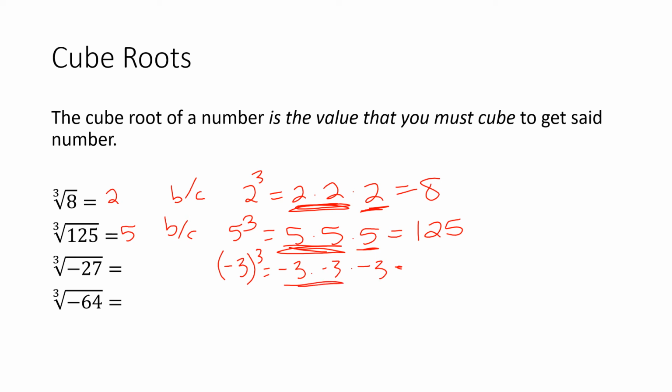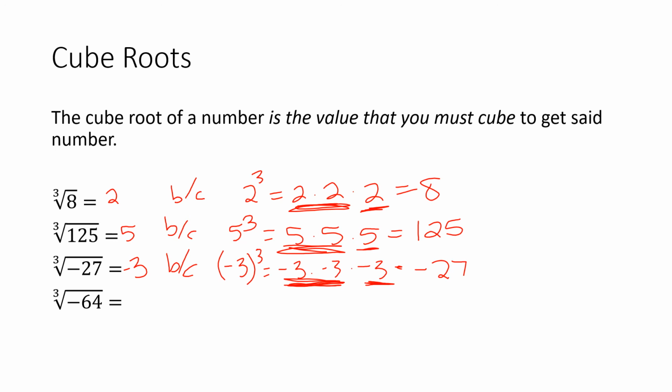Well, negative 3 times negative 3 would be a positive 9. And 9 times negative 3 would in fact be negative 27. So this is doable. There's nothing imaginary about it. The cube root of negative 27 is negative 3. Because if you take negative 3 to the third power, you do end up with negative 27.